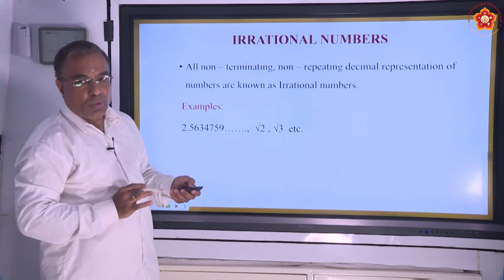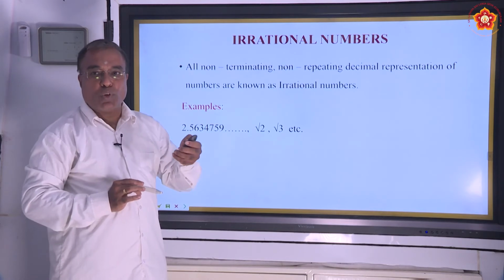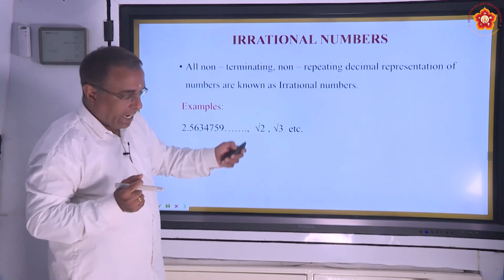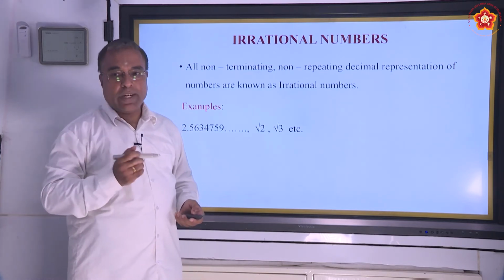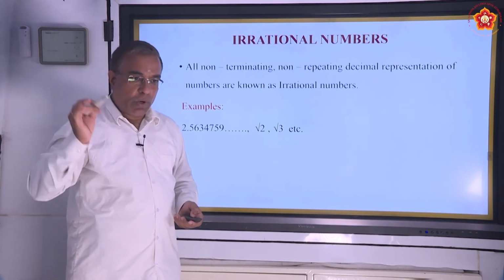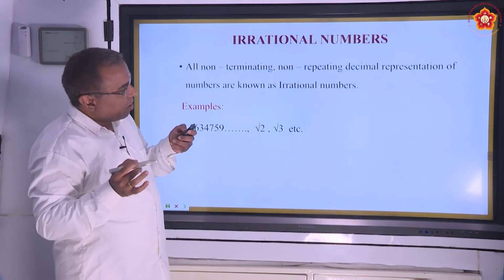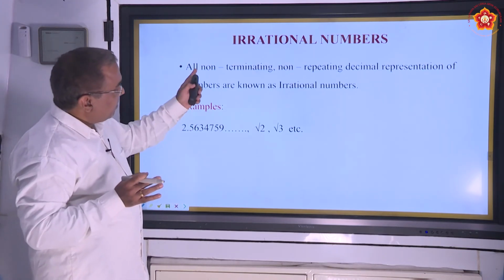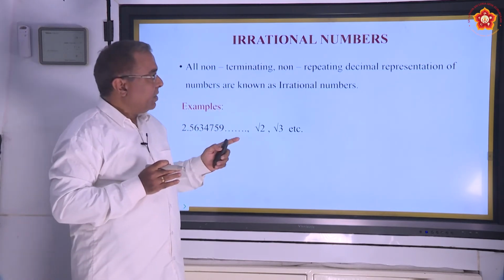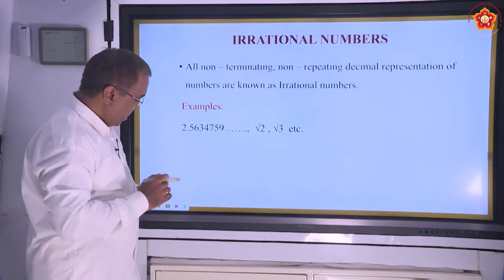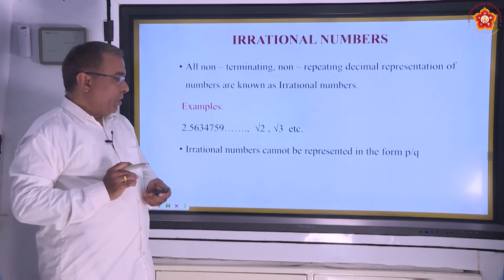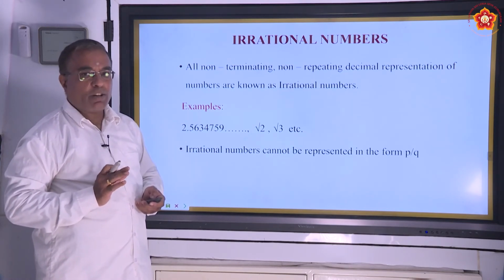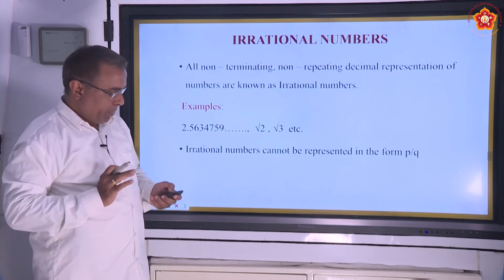Same way root 2, if you find out the root 2 value, it will be 1.414, it continues, again the numbers will be non-repeating. Root 3, again if you find the root 3 value, it is going to be 1.732 dot dot dot, and so on. Dot dot indicates what? It is non-repeating, it continues endlessly. Such decimal representations which are non-terminating, non-repeating, we call irrational numbers. One more thing you have to remember, in rational numbers we had seen it can be put in the form p by q, but irrational numbers cannot be put in the form p by q.